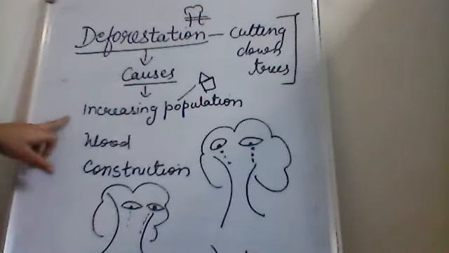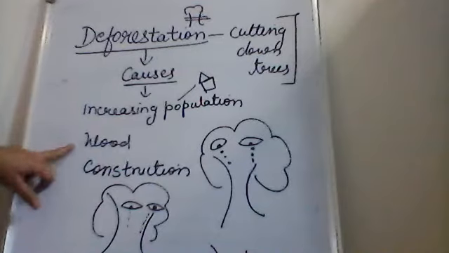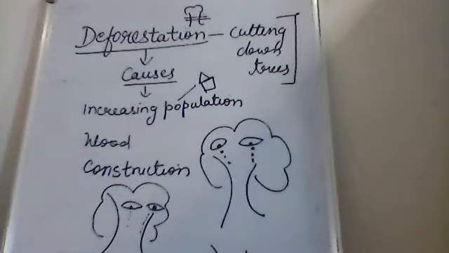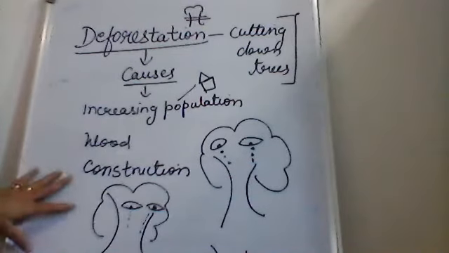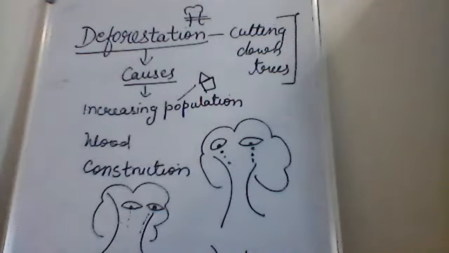First one is increasing population. People need wood. In villages people are using wood as a fuel to cook food. For construction purposes, dams are constructed, buildings are constructed, offices are constructed, roads and railways are constructed. Okay, many things are there for which people are cutting down trees, and that is the only reason we are facing many problems because of cutting down of trees. Now let's see what the effects of deforestation are.